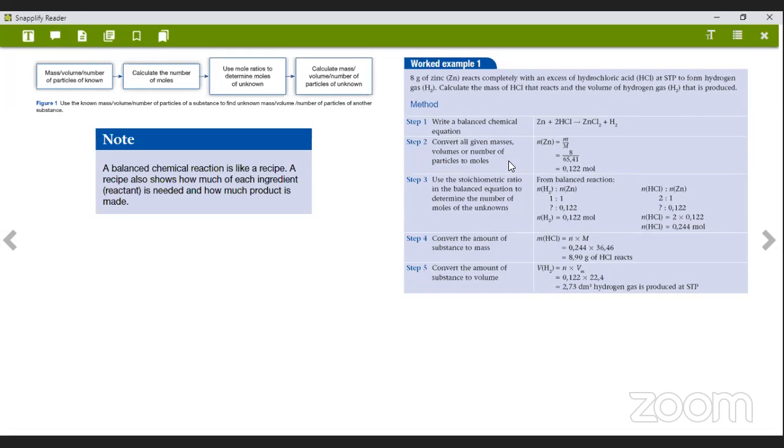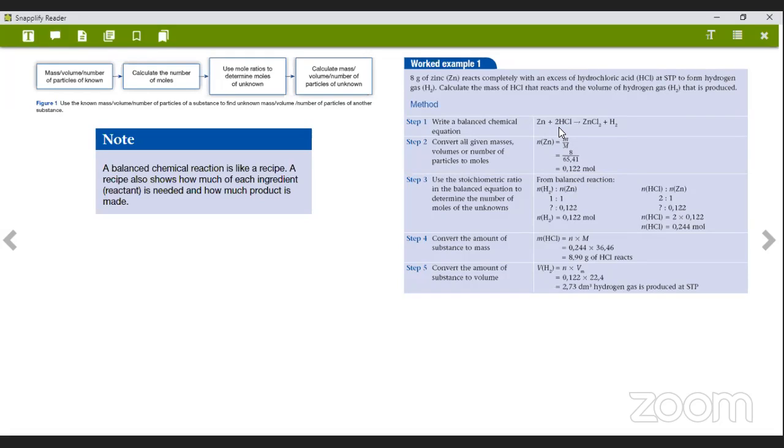It says 8 grams of zinc reacts completely with an excess of hydrochloric acid at STP to form hydrogen gas. Calculate the mass of HCl that reacts and the volume of hydrogen gas that is produced. So first of all, this is our equation. Okay, they've managed to balance it by putting a 2 here in front because of the Cl that is 2 and the H2. So they've had to put 2 here.